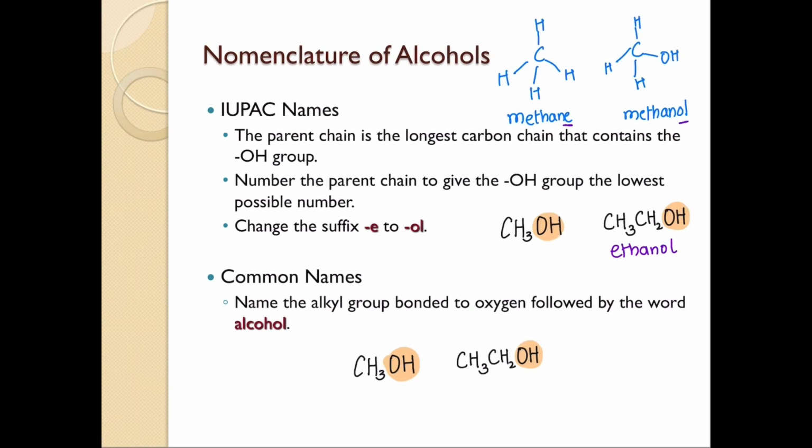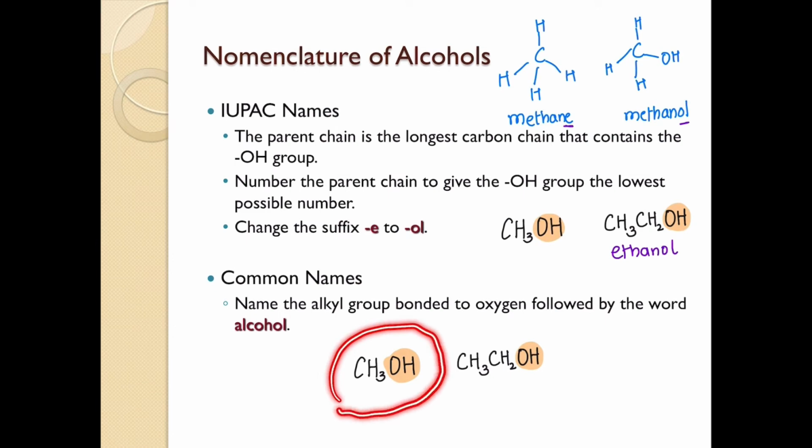Coming to the common names, we have to name the alkyl group bonded to the oxygen followed by the word alcohol. If we want to give a common name for this molecule, it's going to be methyl alcohol, since this part is going to be acting as a prefix and this is going to be the suffix. So this would be methyl and this part would be alcohol. Methyl alcohol. And similarly, the other one would be ethyl alcohol.